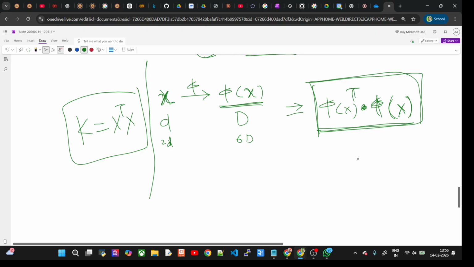Maybe tomorrow we'll finish this PCA, because there are only 2 lectures remaining, 2.4 and 2.5. We'll finish that part tomorrow. That is the kernel PCA algorithm. But the theme of kernel PCA is this one.